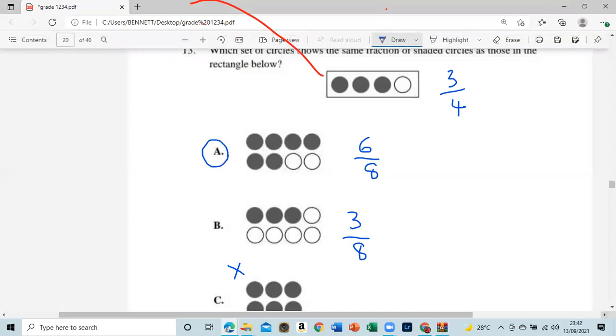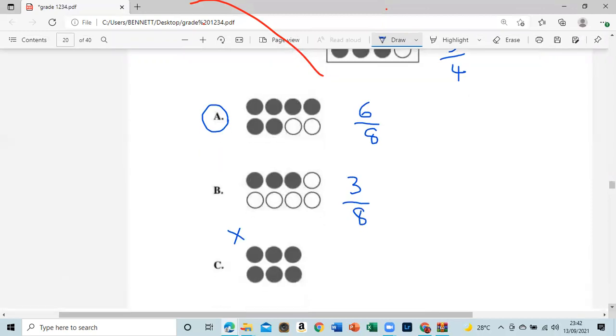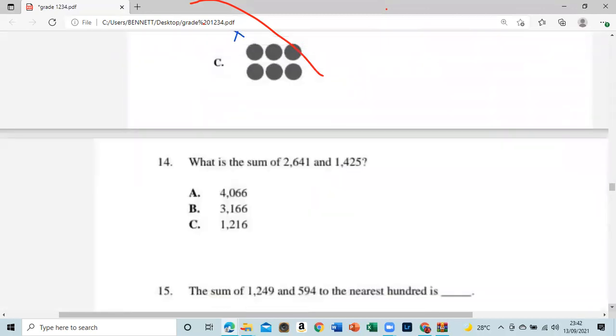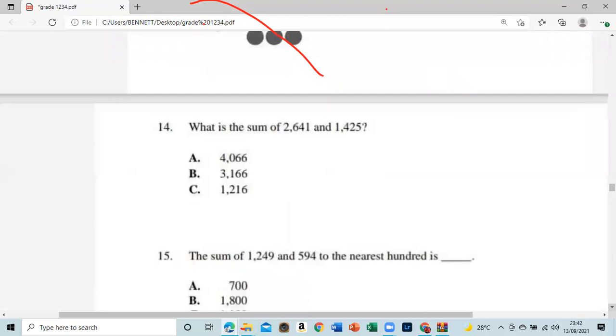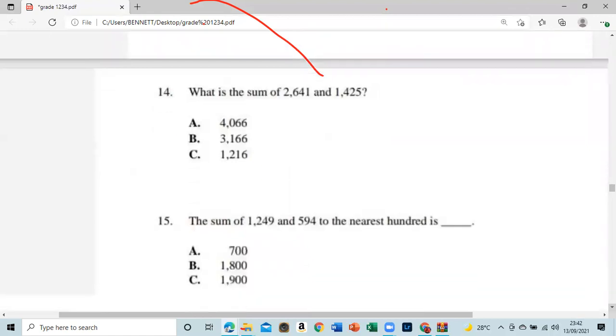So we're on to 13. Guys, if you could just tell me about the paper, part of it is missing. From 9 to 12 is missing. What is the sum of 2,641 and 1,425?